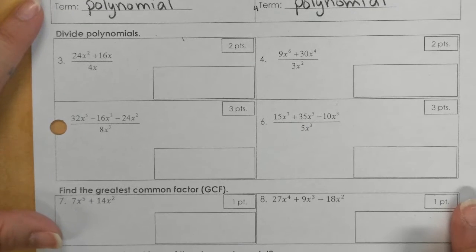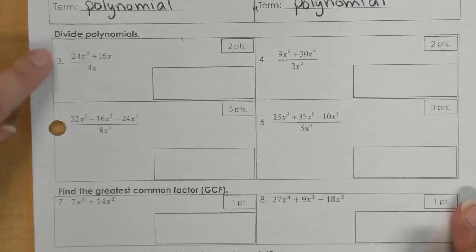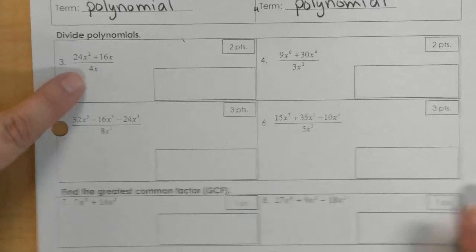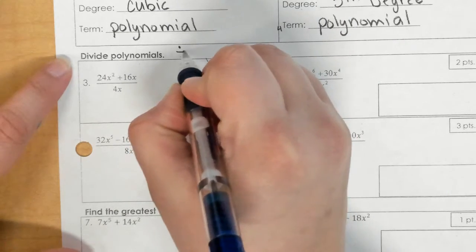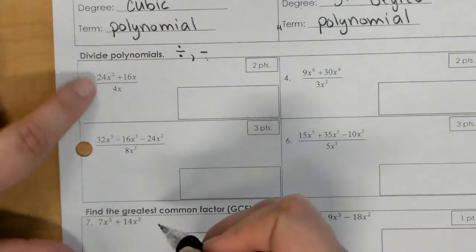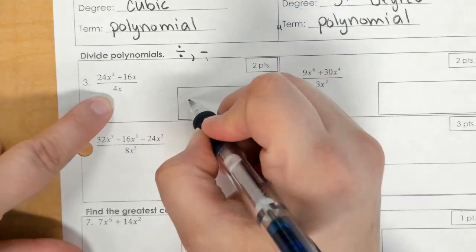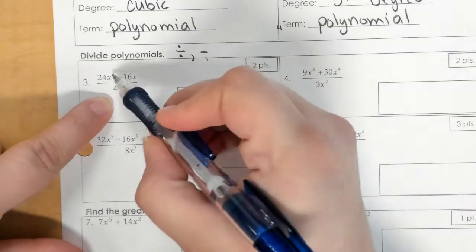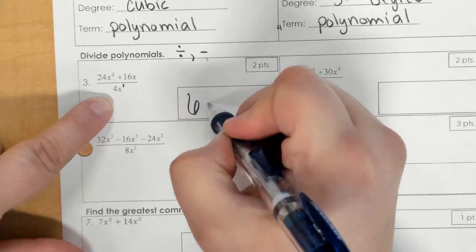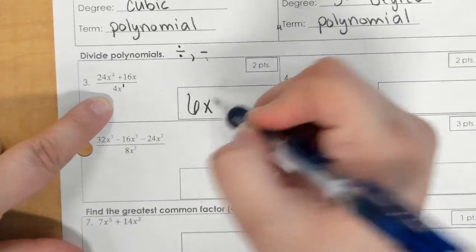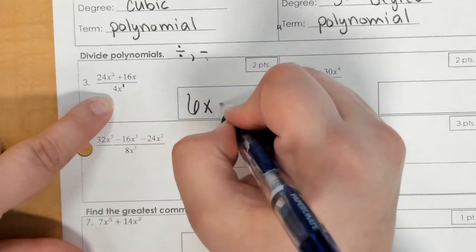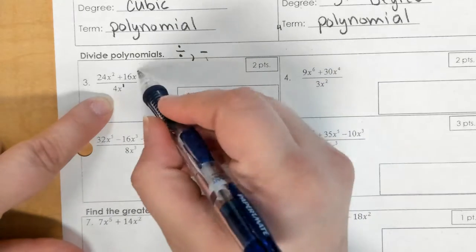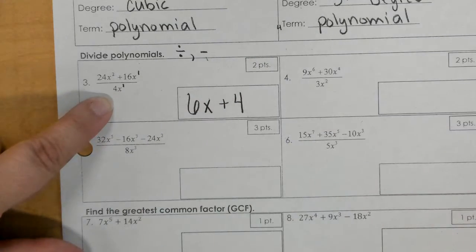In number 3 through 6, you're just dividing polynomials, which means that you'll divide your big numbers and you will subtract your exponents. So divide, subtract. 24 divided by 4 is 6. 2 minus 1 is x to the first. Or you could just put x. 16 divided by 4 is 4. And 1 minus 1 is 0, so I don't write that down.